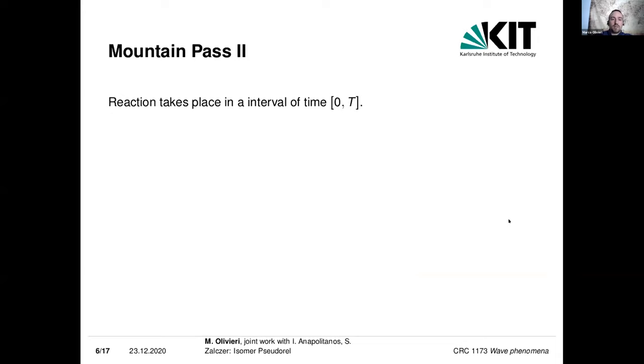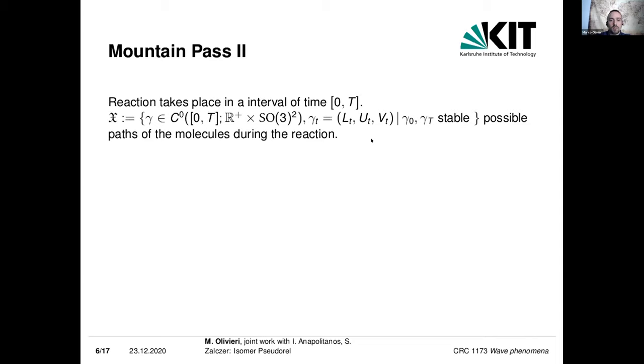And let's suppose that the reaction takes place in a certain interval of time between zero and capital T. This space is the space of the possible paths along which the reaction takes place. They are continuous paths from the time interval to the space of triples of lengths: the distance between the molecules, the rotation of the first molecule, and the rotation of the second molecule, such that the initial and final configurations are stable.